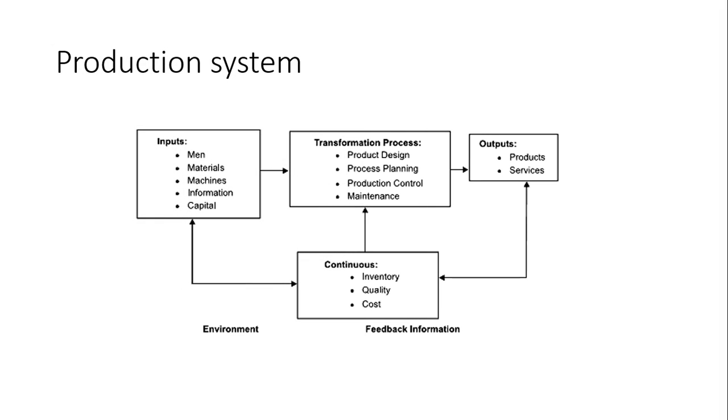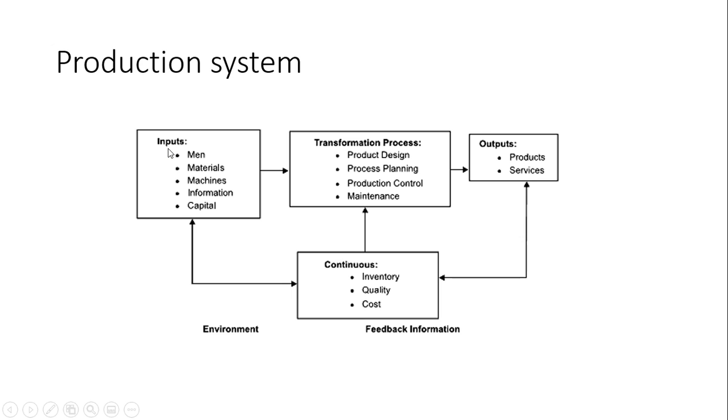Next topic is the production system, and it is very famous for you: input, transformation process, output. But what's new to understand? Below we will see what's called continuous. Continuous here is very important to be explained as a connected part to feedback information. To make it more clear, we have inputs.